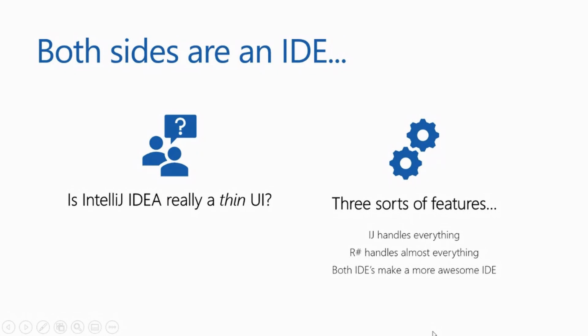Now, if you start thinking about things, are both sides really what we thought they were? Is IntelliJ IDEA really a thin UI, or is it really an IDE? Turns out that there's actually three sorts of features in IntelliJ and ReSharper. There's features where IntelliJ can handle everything. There's features where ReSharper handles almost everything. And both IDEs are really two IDEs, and they can together make a more awesome IDE, which would be Rider in turn. So IntelliJ IDEA is not really a thin UI. It's really an IDE on top of another IDE. So we decided, okay, how can we work with that and maybe leverage features from both IntelliJ as well as ReSharper in Rider.